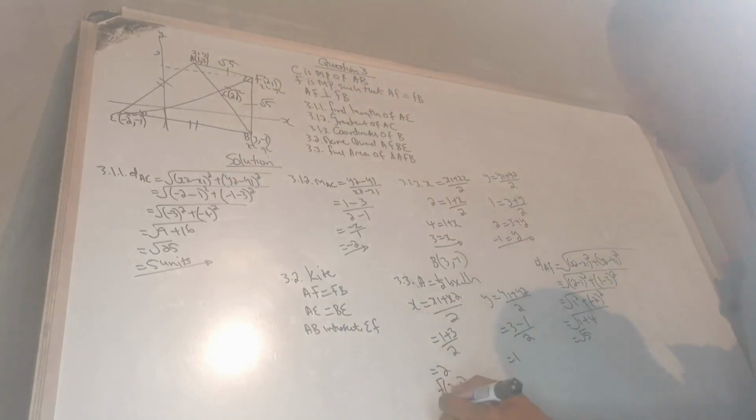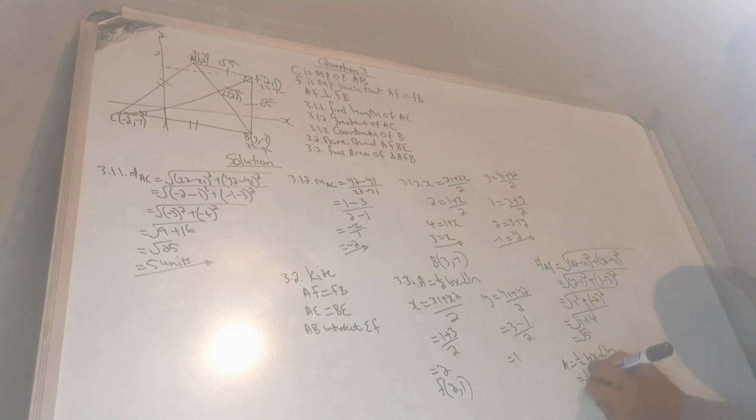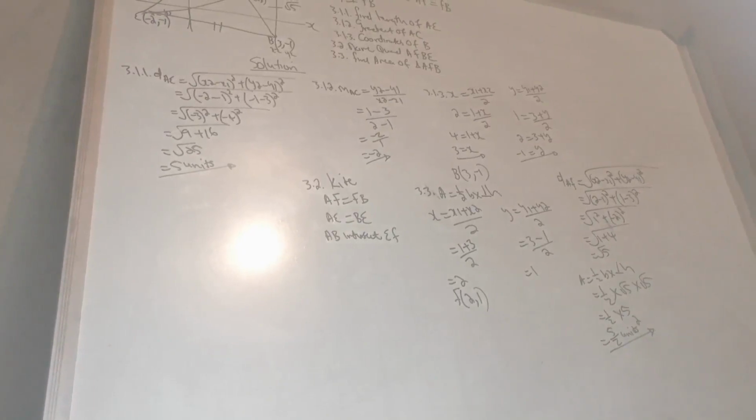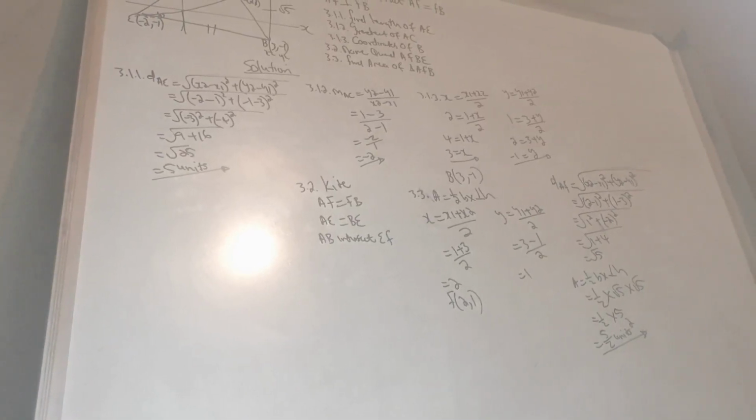So the area is half base multiplied by perpendicular height. The base is root 5. The perpendicular height is also root 5. This is 1/2 times root 5 times root 5. It's 5 over 2, so your area will be 2.5 units squared. That shall bring us to the end of our lecture for the day.